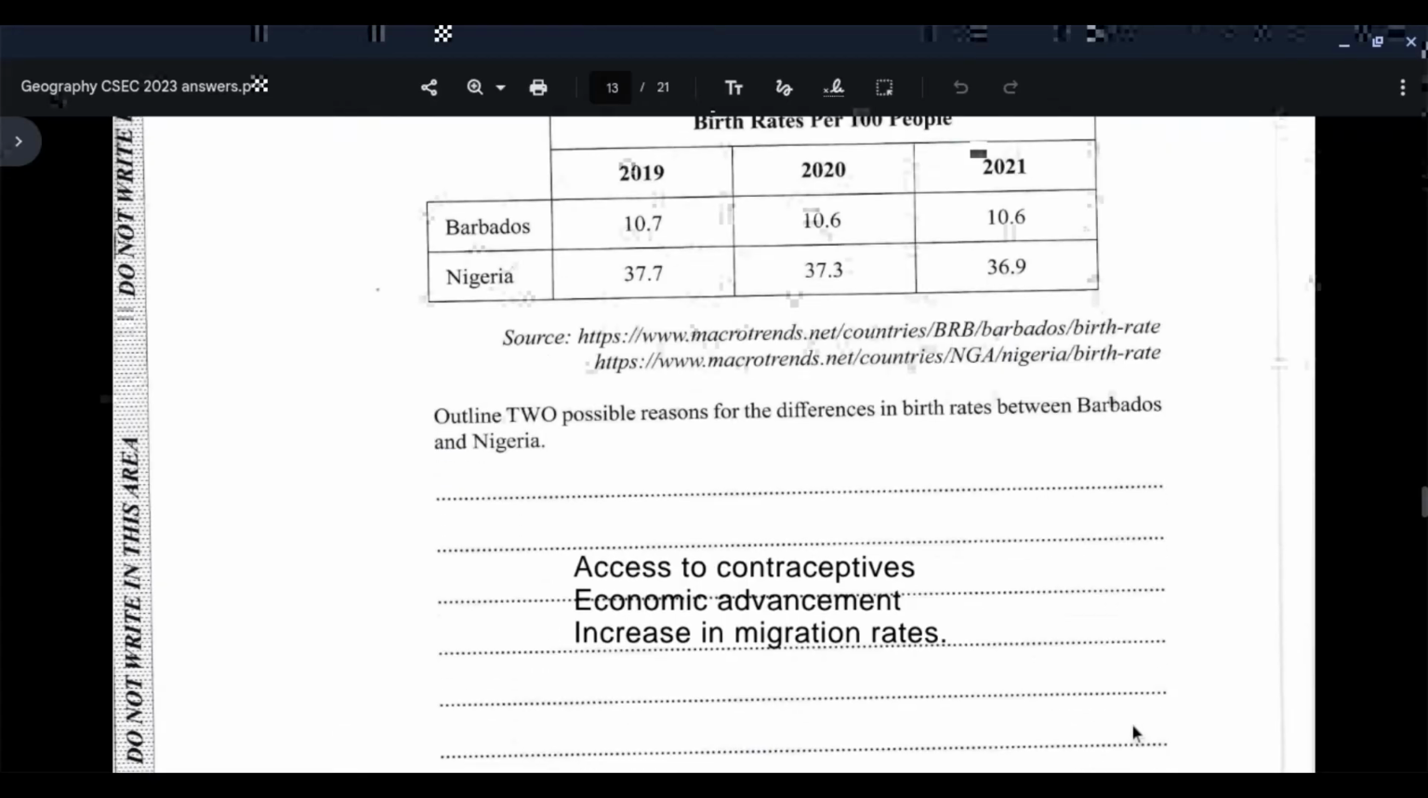Looking at the table, let's talk about the difference in birth rate between Nigeria and Barbados. Nigeria has a higher population than Barbados, hence Nigeria has a higher fertility rate. More persons are reproducing in Nigeria. Now, some of the factors include access to contraceptives. In Nigeria, the use of contraceptives is not encouraged.